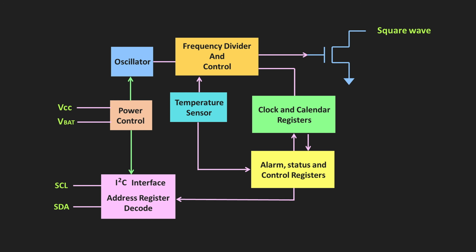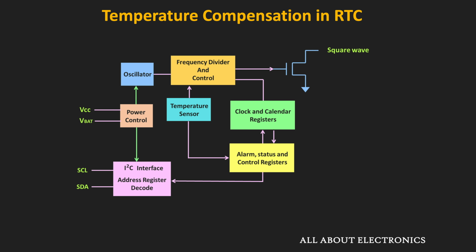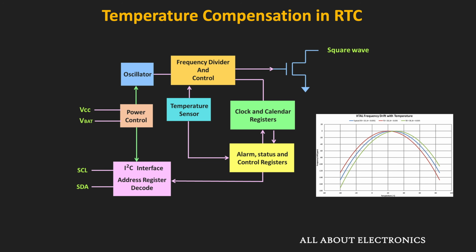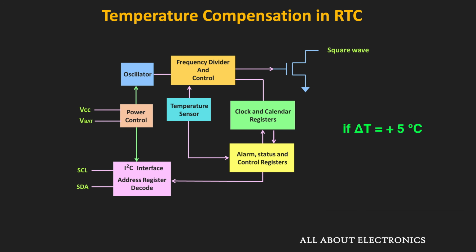Now during the fabrication, while calibrating this RTC, it is easy to get the data like how the crystal frequency changes with the temperature. For example, if the temperature increases by 5 degrees, then let's say the frequency changes by 1 ppm. And likewise, we may have data over a certain temperature band.